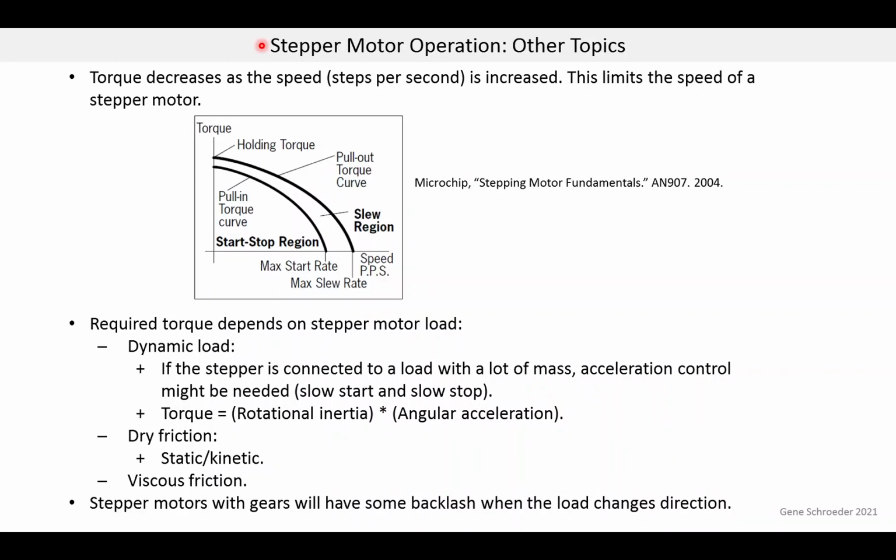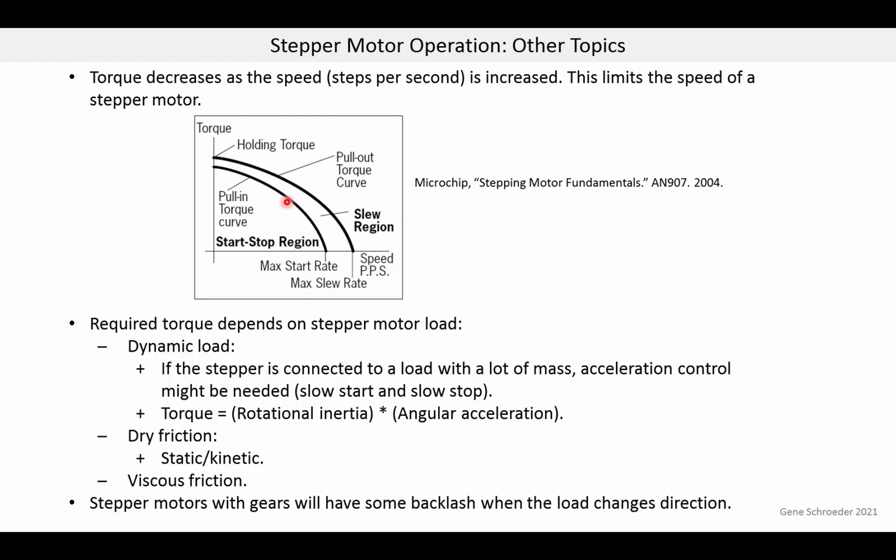On this slide, I cover a few more topics on stepper motors. You can go into a lot of depth in these topics, and my goal is just to introduce you to the ideas. So first, torque on a stepper motor decreases as the speed, or steps per second, is increased. And this provides a limit to the speed of a stepper motor. So this chart shows it. The y-axis here is torque that the stepper motor is able to provide, and the x-axis is steps per second. So at 0 speed, the torque is maximum, and as the speed increases, the torque eventually goes down to 0.